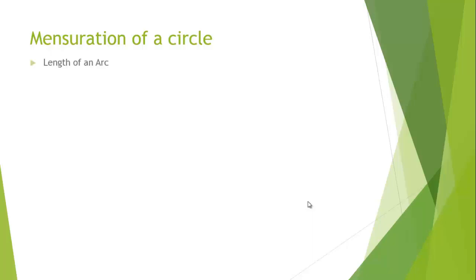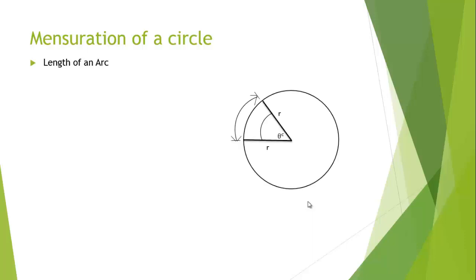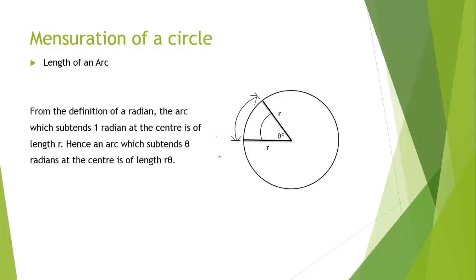So let's get into the length of an arc. Consider an arc which subtends an angle theta at the center of a circle, where theta is measured in radians. The diagram clearly shows the angle subtended by the arc is theta radians. So from the definition of a radian, the arc which subtends 1 radian at the center is of length r. Hence, an arc which subtends theta radians at the center is of length r theta.